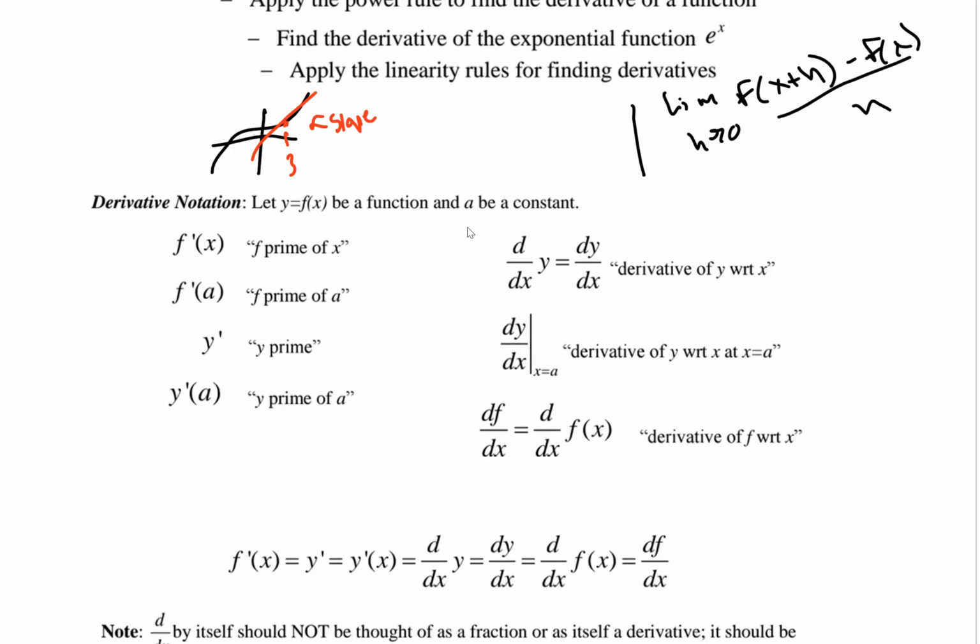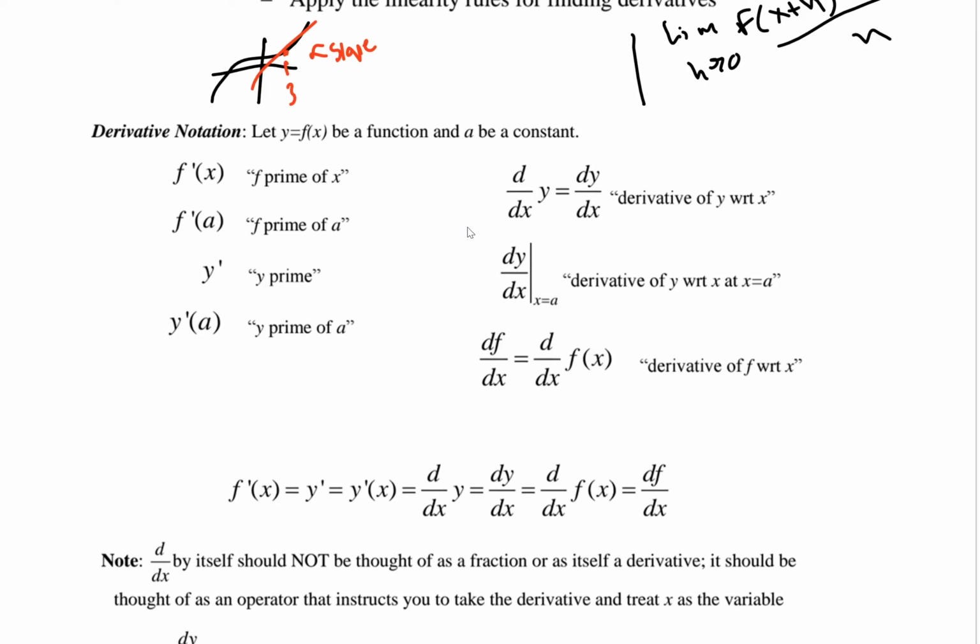Now, before we do that, let's talk about all the different ways we could take a derivative. So let y equal f of x be a function, and let a be a constant. If you see this notation, f prime of x, that means take a derivative. f prime of a means take a derivative and plug the value a in. A lot of times I'll say y prime. That also means derivative. If you see y prime of a, that means take the derivative, plug a in. These all are just symbols for take a derivative.